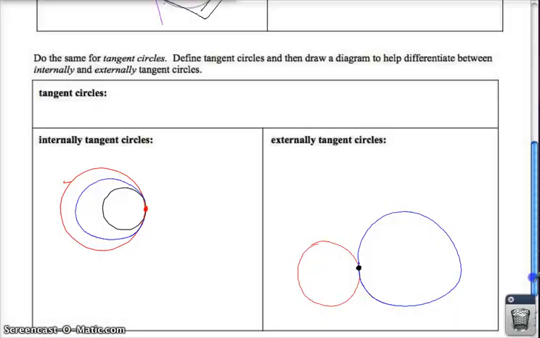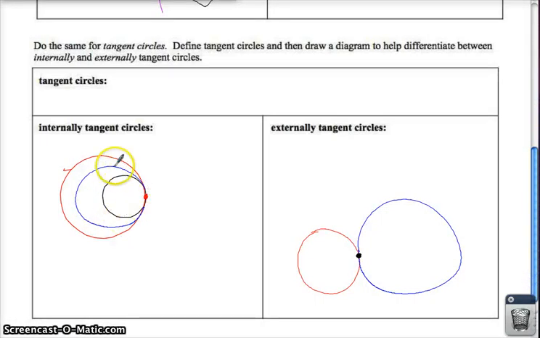And finally down here, internally tangent circles, that means the circles one inside the other and they share a tangent. And then externally tangent circles, they're side by side, sharing a point in common on the outside of their circumference.